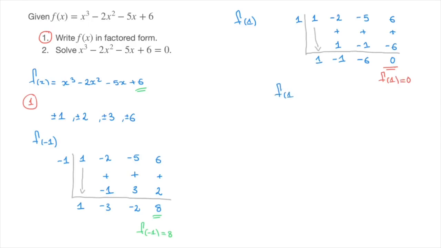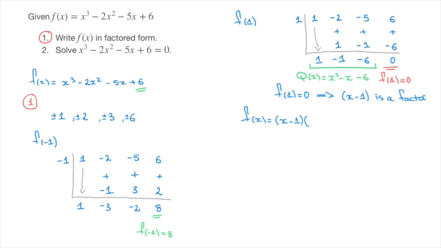Now, since f of 1 equals 0, the factor theorem tells us that the linear x minus 1 is a factor of f of x. In other words, we can already state that f of x equals x minus 1 times something. And luckily for us, that something can be obtained simply by reading these coefficients that I'm underlining in green at the bottom of the table. Indeed, these numbers 1, negative 1, and negative 6 are the coefficients of what we call the quotient polynomial, usually referred to with a capital Q of x, which in this case will be a quadratic, which is x squared minus x minus 6. Notice that this quadratic's coefficients are nothing more than the numbers obtained at the bottom of this table.